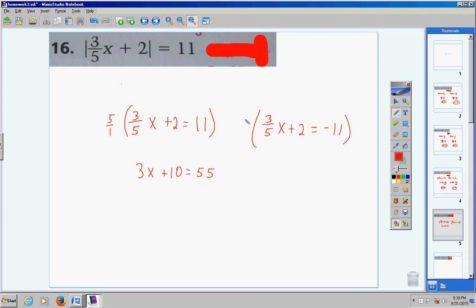Now let's multiply this equation by 5 also. Your 5 over 1 times 3/5, your 5's cancel, leaving you with 3x. 5 times 2 is 10. And 5 times negative 11 is negative 55. So, now I'm ready to quickly solve these equations. I'm going to go ahead and finish this one here, and I'll finish this one next.